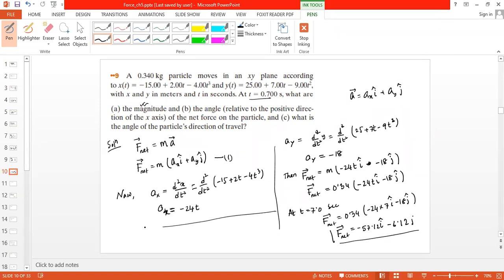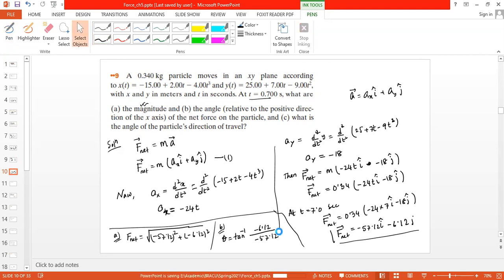So for part A now, the magnitude of F net equals the square root of minus 57.12 whole square plus minus 6.12 whole square. So this is the magnitude. And for the angle, theta equals tan inverse of minus 6.12 divided by minus 57.12. This is the angle. Clear?